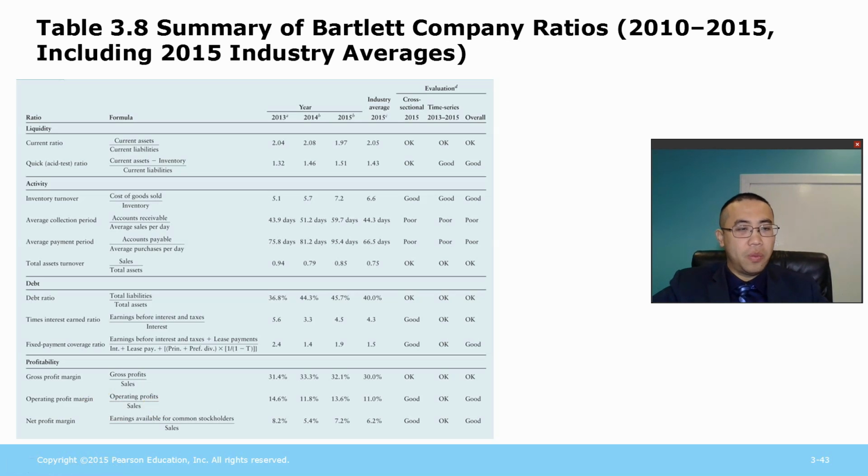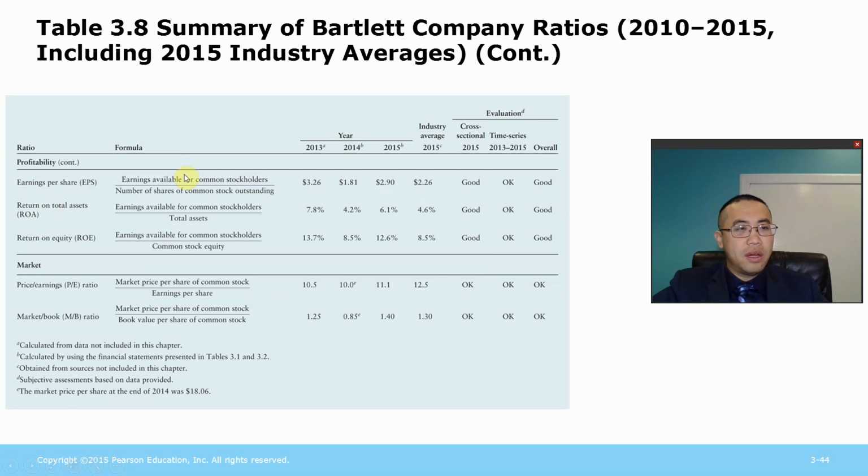It's the same idea with gross profit and net profit. And then you have this market ratio, which is a PE ratio and market to book ratio. And for profitability, you also have ROA, ROE, and earning per share. So these are the ratios we can develop, and you can use the information from a financial statement for different years and then generate and calculate these ratios.